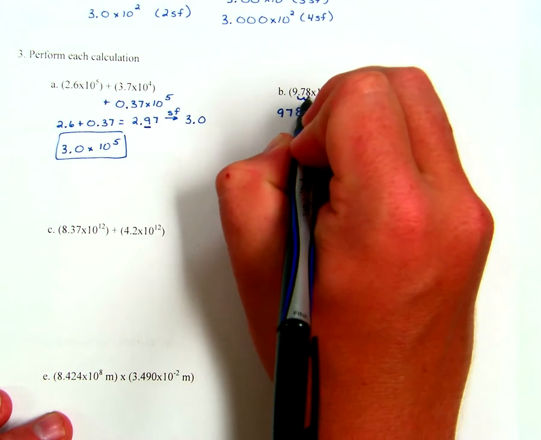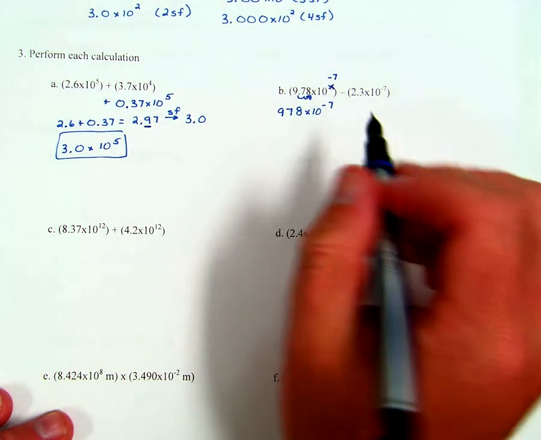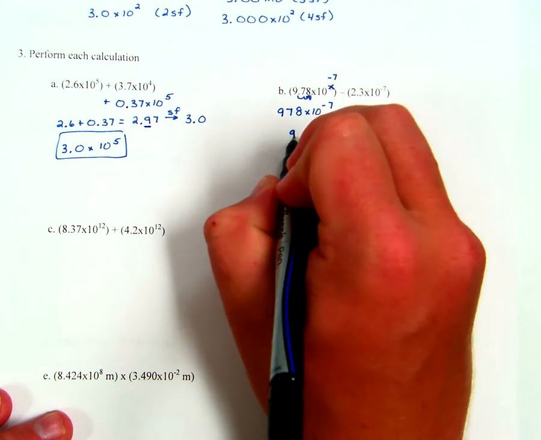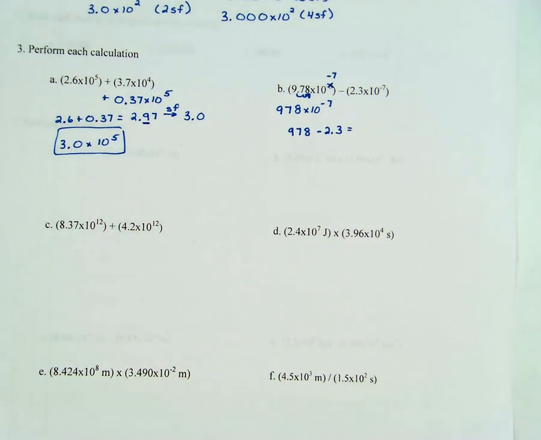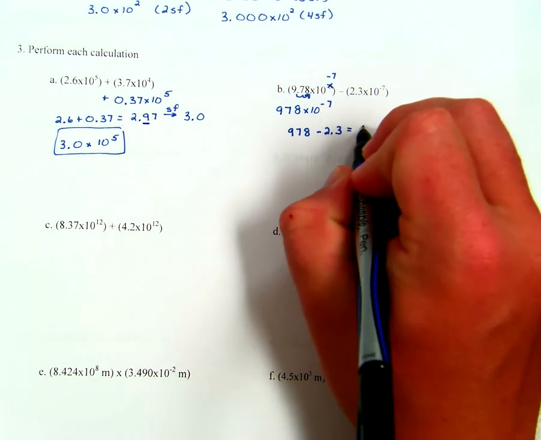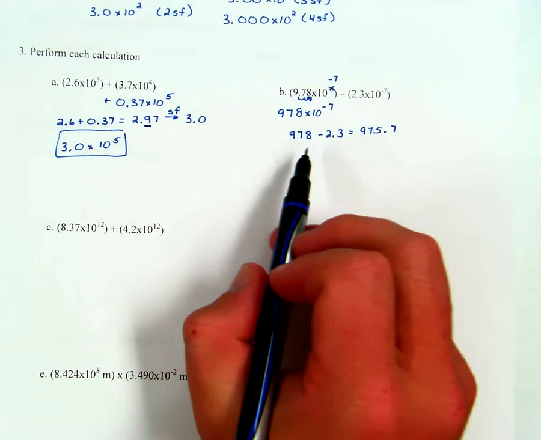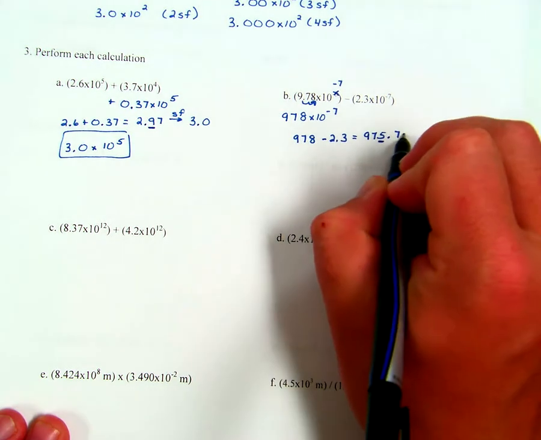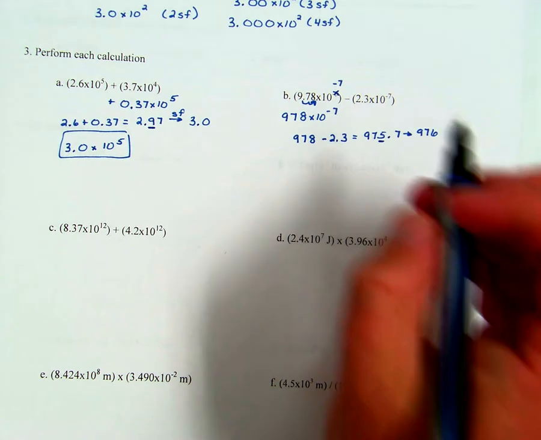Alright, so there's the first step. Now I need to subtract my mantissas. And this is subtraction, so don't add them together. So I'm going to take 978 minus 2.3. And your calculator, let me plug it in here, is going to tell you 975.7. But again, we need to follow our sig fig rules. My first value here only goes to the ones place. So I'm going to round this number to 976, because that's all I can keep. Okay, at this point, I can fill in my exponent, 976 times 10 to the negative 7th.